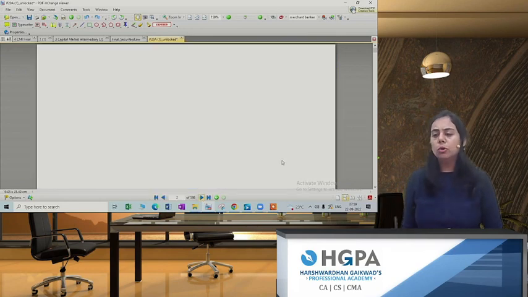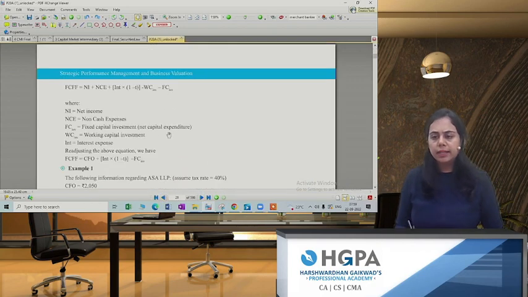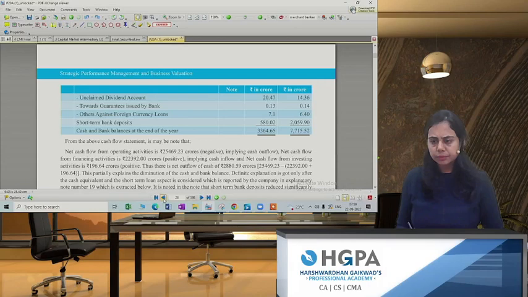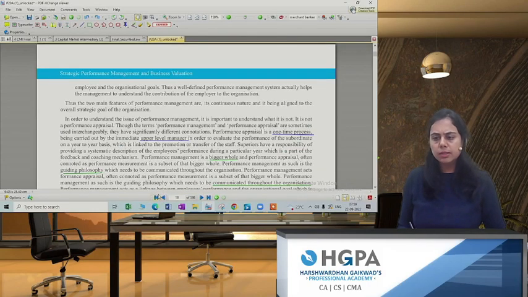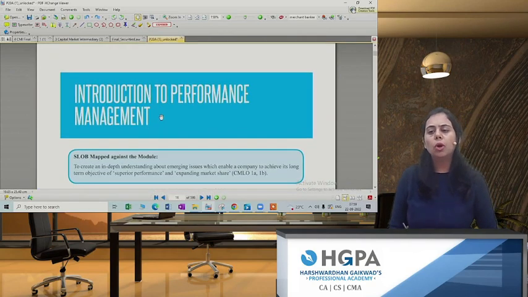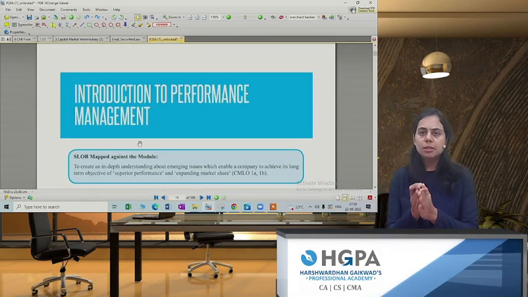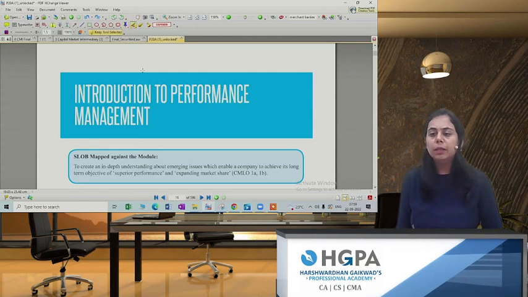Let's look at the index first of all, to see how many chapters we have. There are ideally 4 chapters in this. We are going to start with the first chapter. The name of the chapter is Introduction to Performance Management. Now first of all, what do you mean by the word performance?